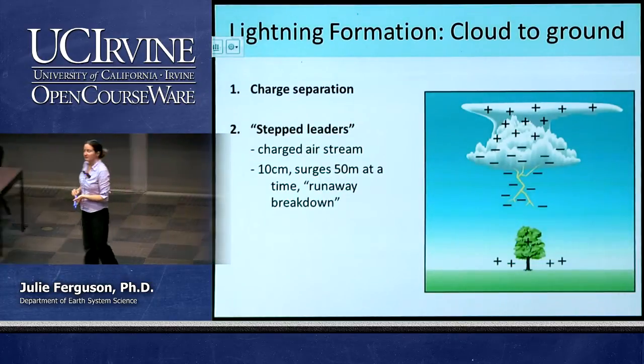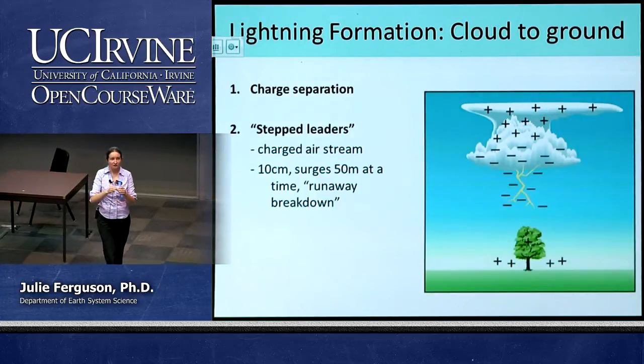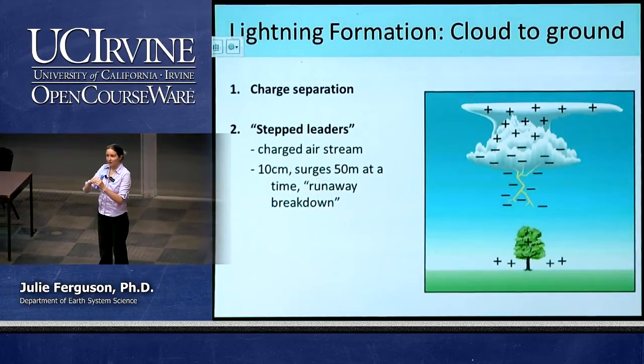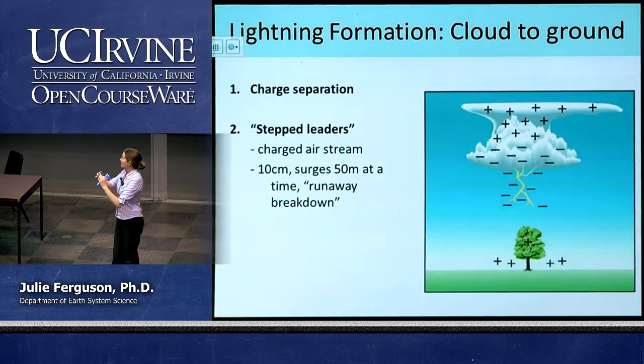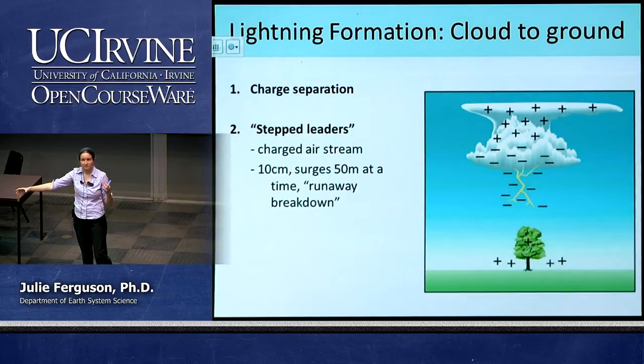Our second step is something we call stepped leaders. And what happens is that that charge in the cloud builds up and builds up until we get a quite concentrated part of the air that has a very strong charge. And it's probably only about 10 centimeters in diameter. And what happens is that it jumps. That's why it's called stepped. So that charge will build up, and then it'll jump 50 meters or so.